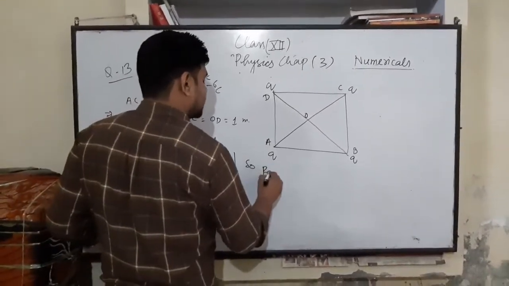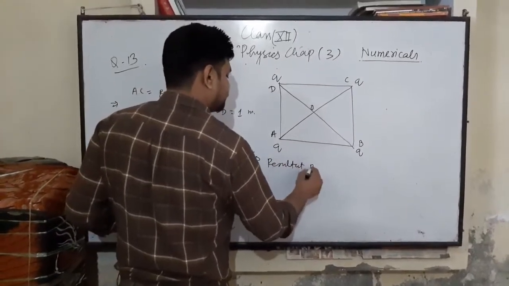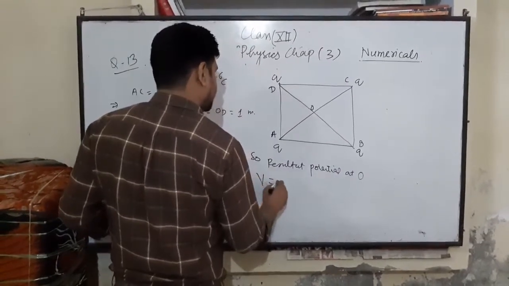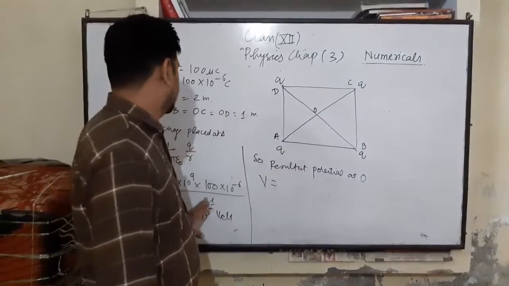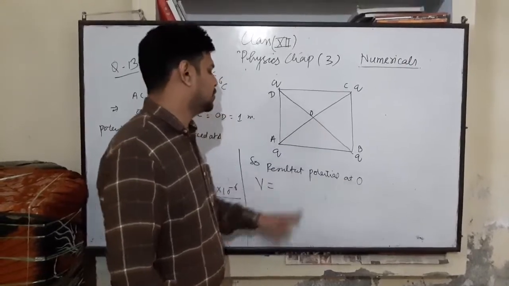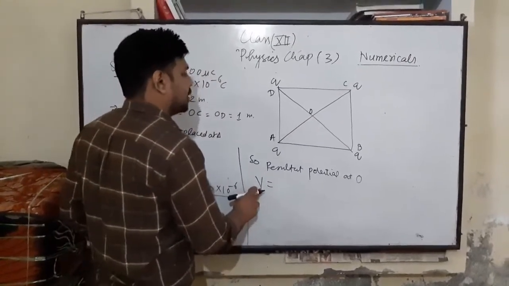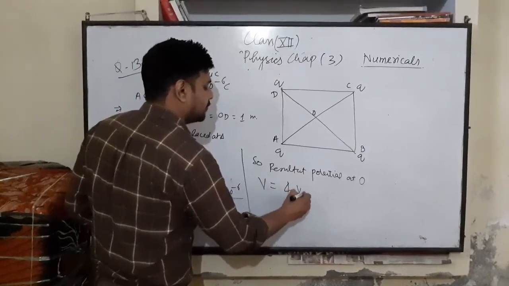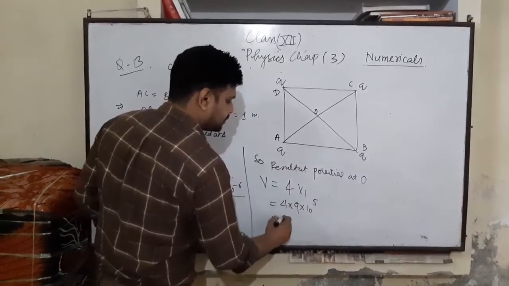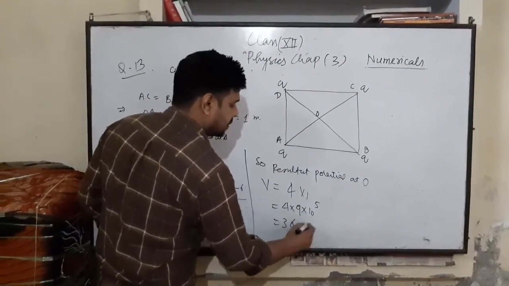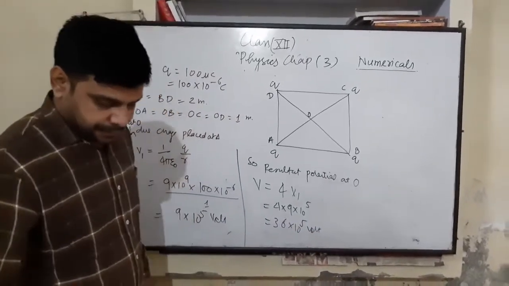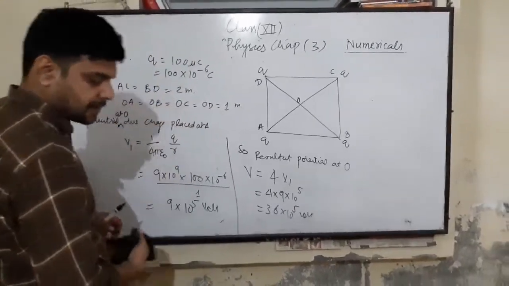So the resultant potential at O: the value of each charge is the same and the distance of each charge from the center of the square is also the same. So the net potential is equal to 4 times V1, which is 36 into 10 to the power 5 volt.